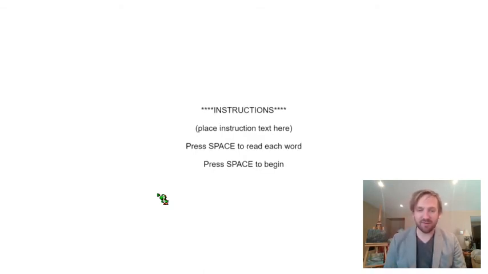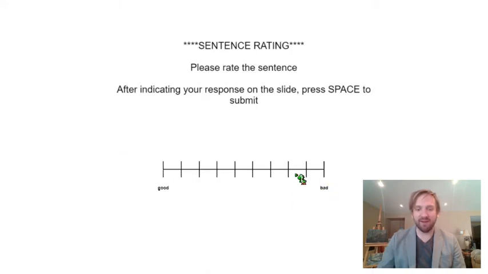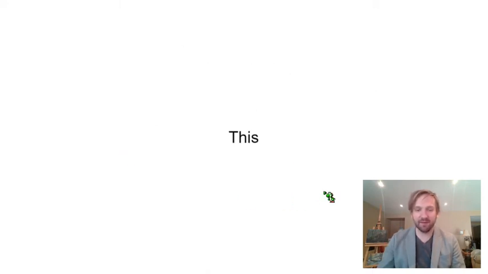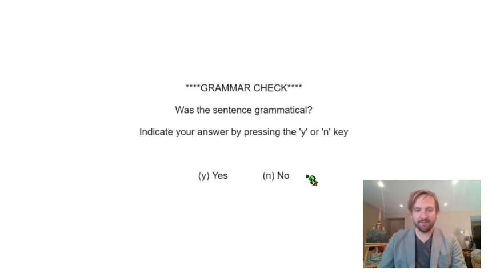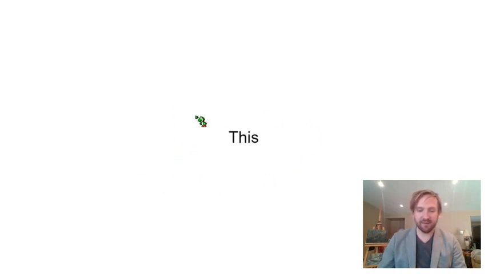So I've got my welcome screen, I've got some instructions. It's just reminding me that I should press space for each of the words that I read. Press space to begin. And here I'm seeing my practice stimuli. I've got this grammaticality check. I've got a rating task, and so on and so on. And here it looks like I've got an issue.